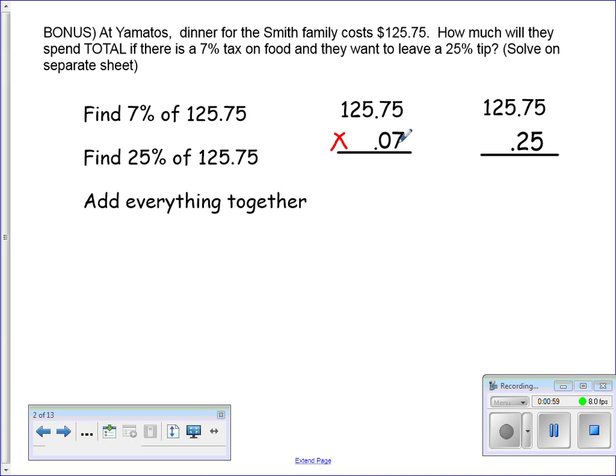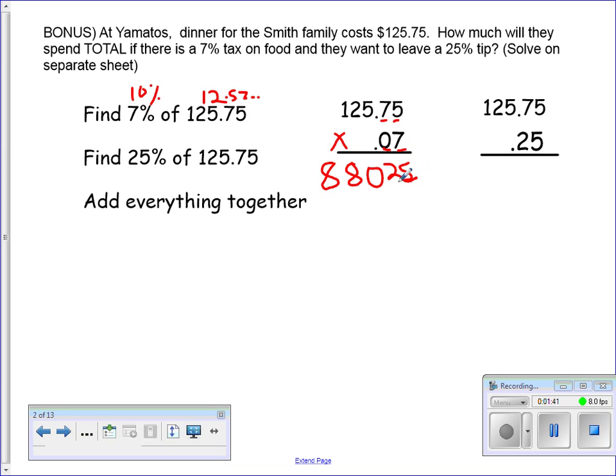And I'm not going to show you how to multiply that, but you should definitely know. As you multiplied out, our digits should have been 88025. And I have 4 digits behind my decimal place. A quick estimation of 10% of 125.75 would have been 12.57, and so on. So my answer should be a little bit less than $12.